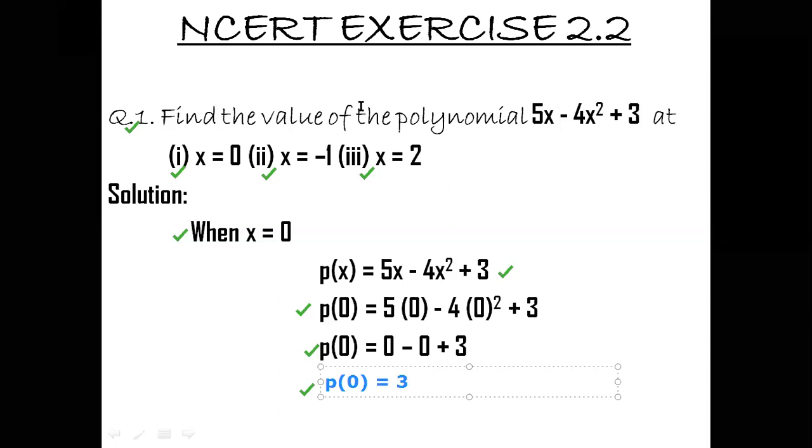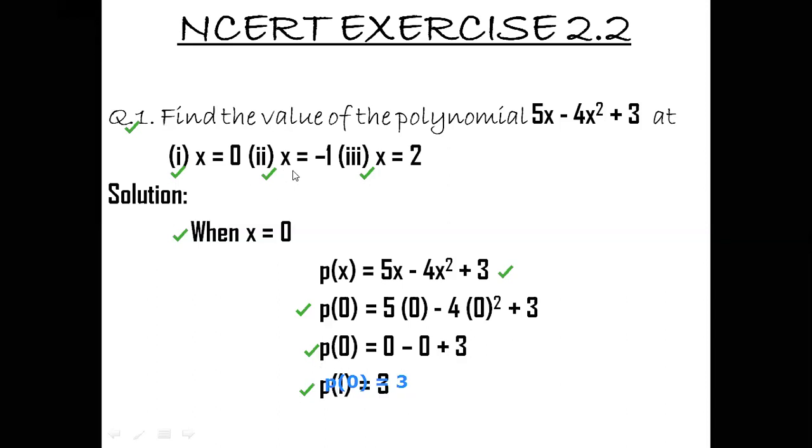I believe now we have understood the first part of the question. Now, what shall we do next is replace the value of x by what? By x is equal to minus 1, and then we shall replace the value of x by 2. Let's replace now x is equal to minus 1.